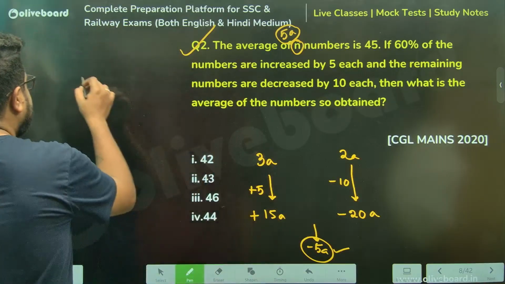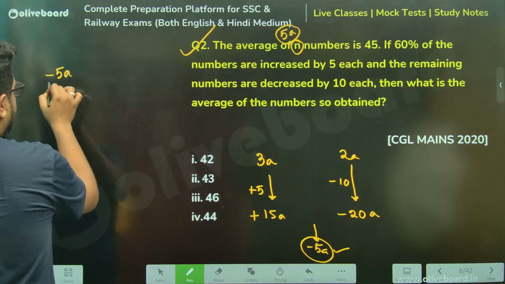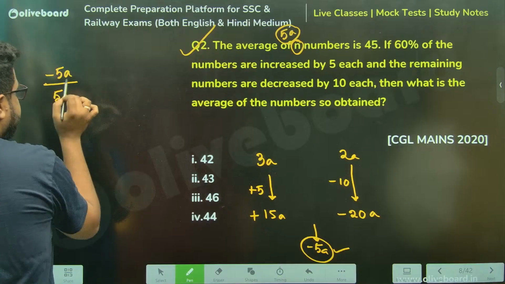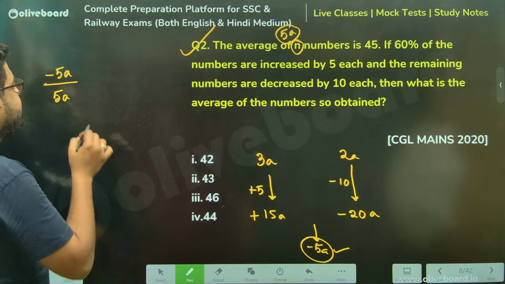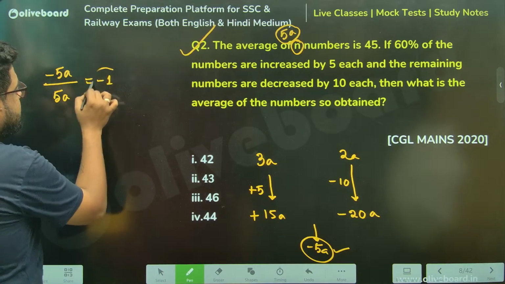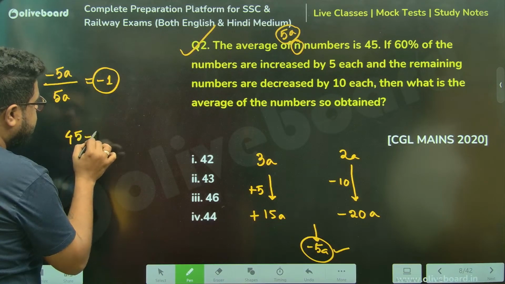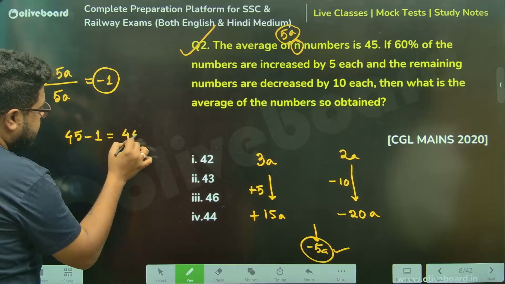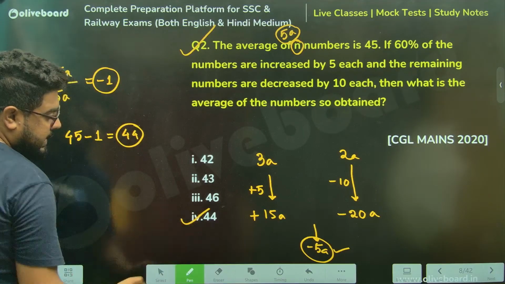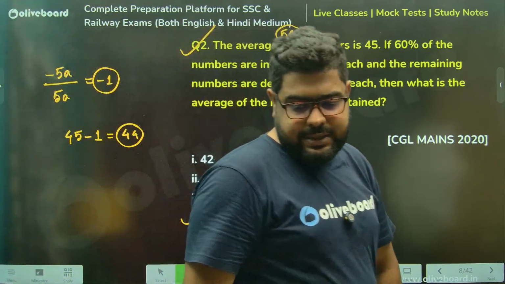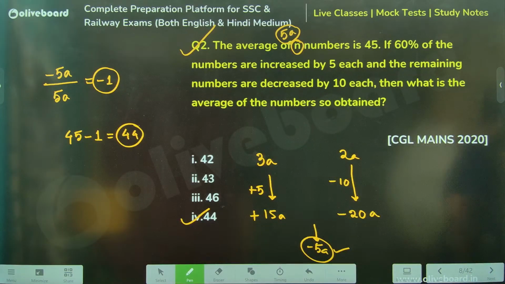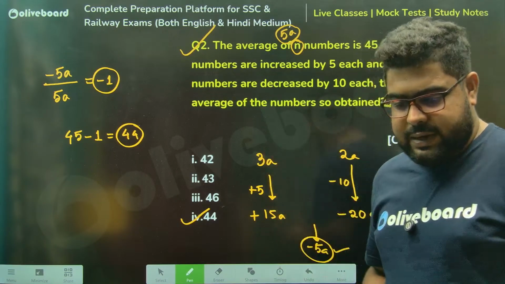Now deviation gets distributed equally among all the numbers. Numbers were 5a. So this is the change in average, that is minus 1. So if my initial average was 45, now the change will be minus 1, so my new average will be 44. Directly I can say option 4 is the correct answer. If you want to do it in any other way, it will be a little on the trickier side. But again, if you understand the concept of deviation, this will never become very difficult.